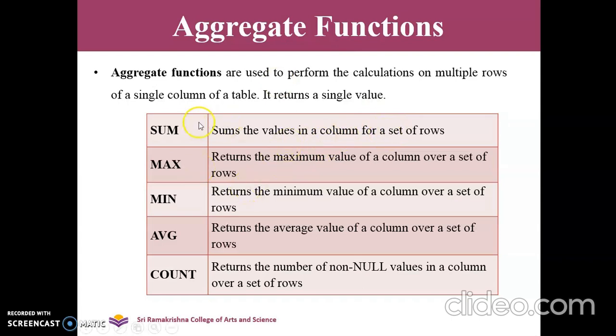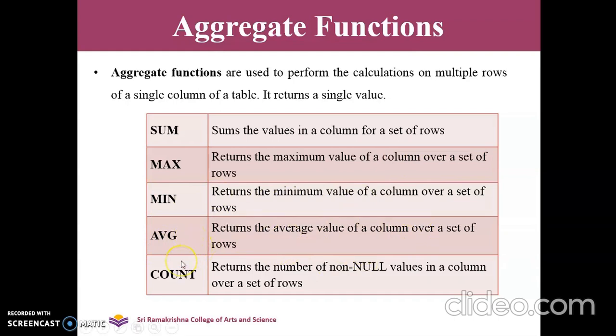There are totally 5 types of aggregate functions: sum, max, min, average, and count. The sum function just returns the summation of all non-null values of our set. Max and min, by the name itself we can understand. Max returns the maximum value of our particular column, and min returns the minimum value of our column. And avg, the average function, returns the average value of a column over our particular set of rows.